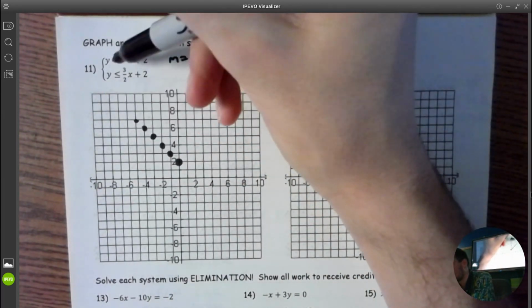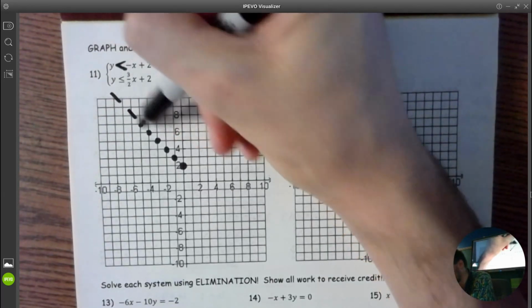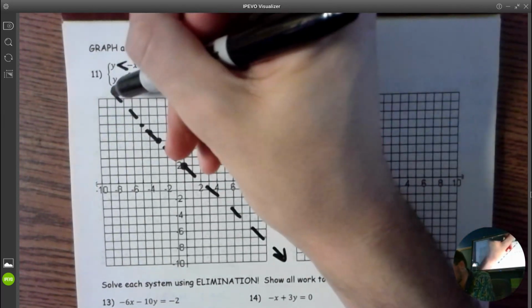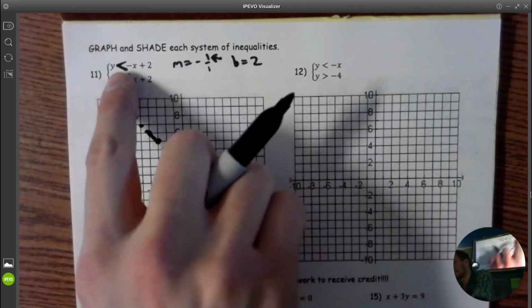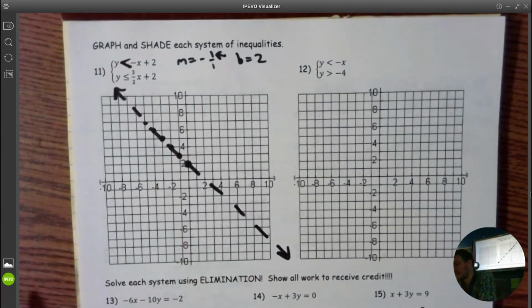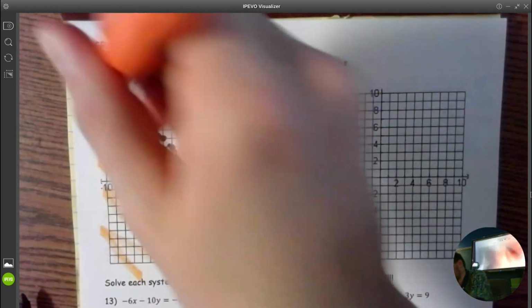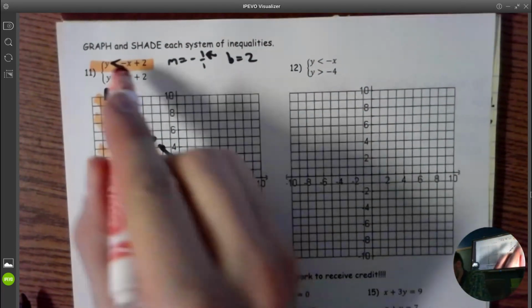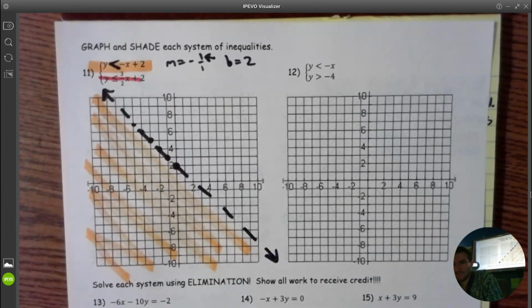What is important is that this is a less than symbol, which means we need to do a dashed line. So if you were working ahead of me, and maybe you did a solid line because you were working too fast, just be careful, slow down. With this less than line, it also is a shaded below. So I'm going to shade below. The top one we can color with red.